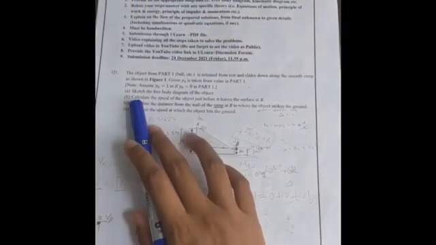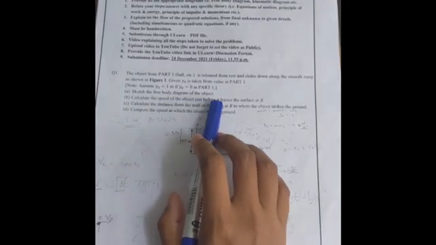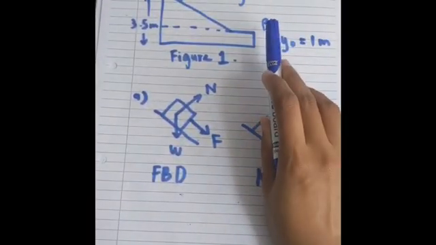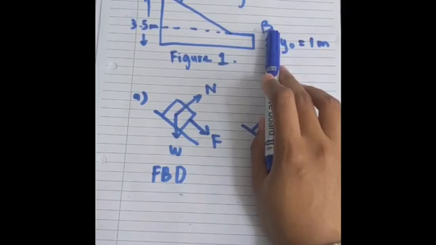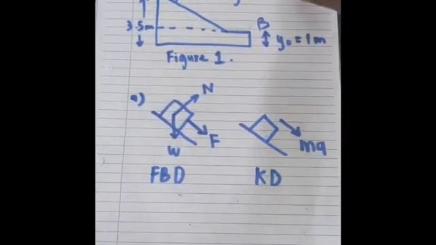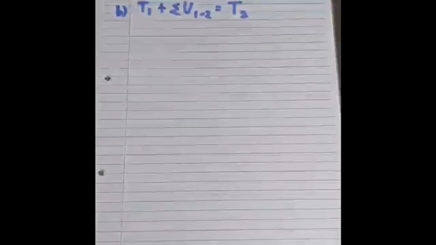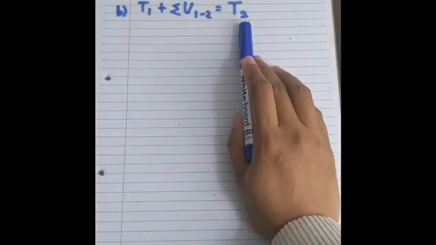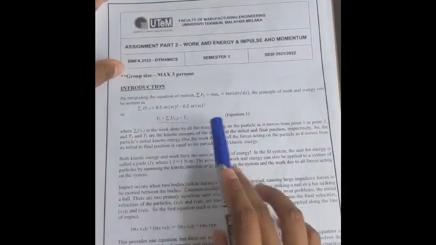The next question is to calculate the speed of the object just before it leaves the surface at B. So we need the velocity at the end. B is our final and A is our initial. To calculate the velocity, we can use the equation given to us, which is equation 1 at the front page of our assignment.